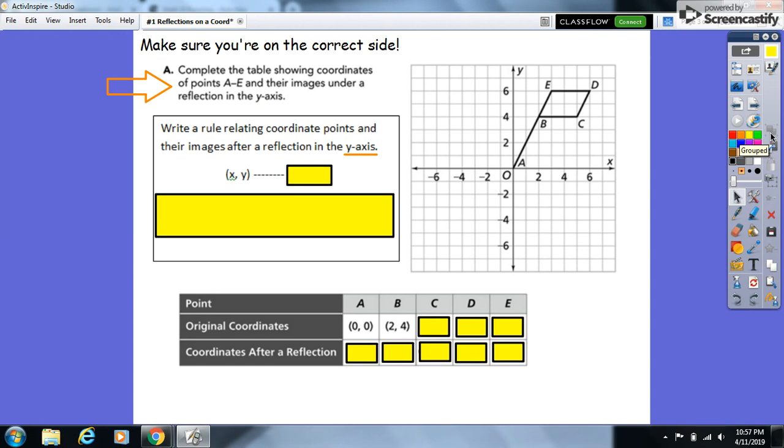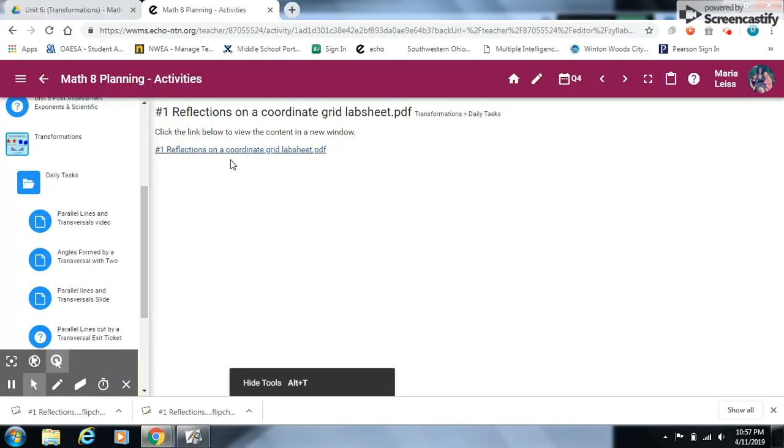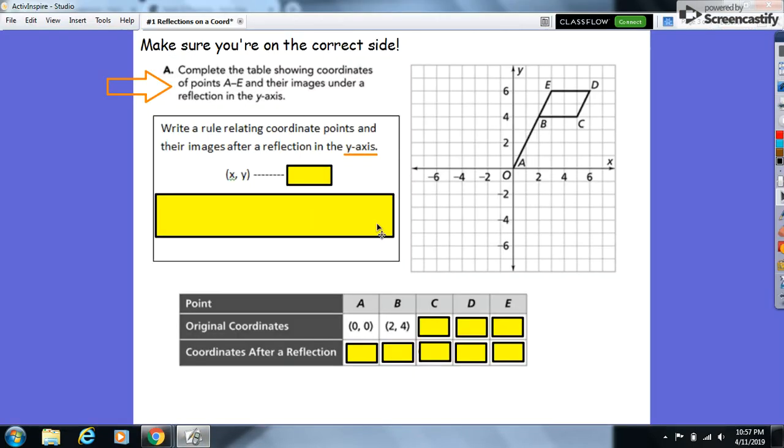You should have been given a lab sheet. If you didn't get a lab sheet in Echo, it is in there on the agenda for you to refer to. That lab sheet looks somewhat like this. Before we start, I want you to make sure you're on side A. Make sure it says A because they both are going to look the same, but one of them deals with the y-axis, one of them deals with the x. We're going to talk about reflecting an image in the x-axis, or in the y-axis first.